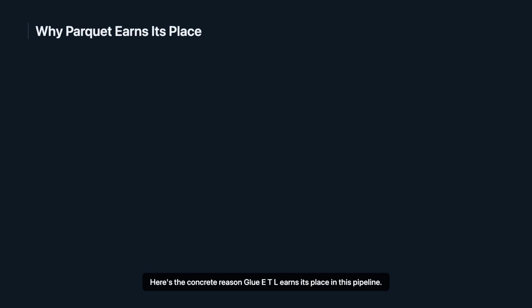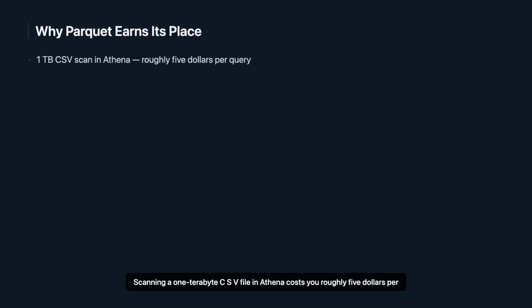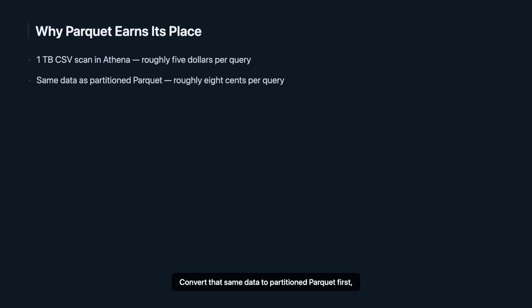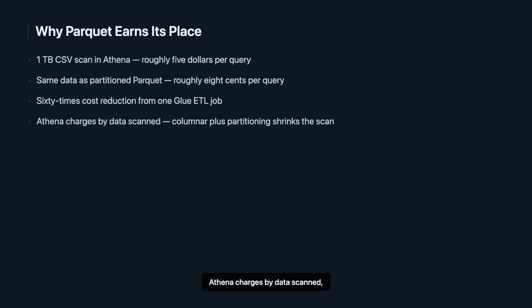Here's the concrete reason Glue ETL earns its place in this pipeline. Scanning a 1 terabyte CSV file in Athena costs you roughly $5 per query. Convert that same data to partitioned Parquet first, and the exact same query costs about 8 cents. That's a 60 times cost reduction from one Glue ETL job. And here's the underlying mechanic. Athena charges by data scanned, so columnar Parquet lets the engine skip entire columns it doesn't need, and partitioning lets it skip entire folders. That's why nobody in production runs Athena directly against raw CSV.